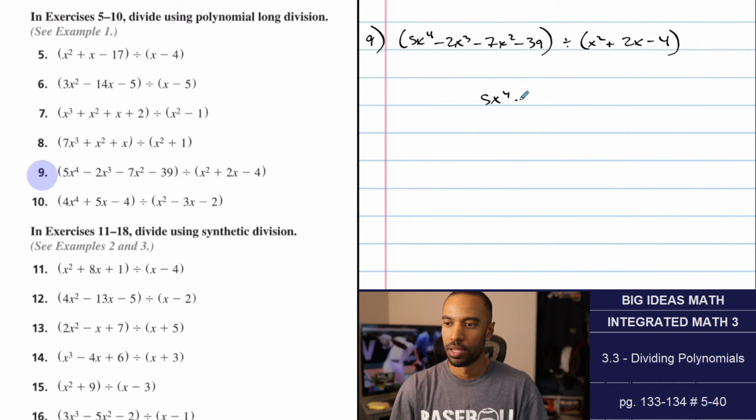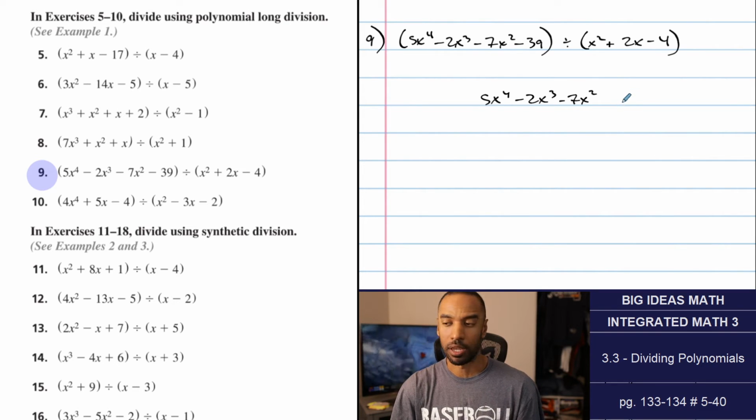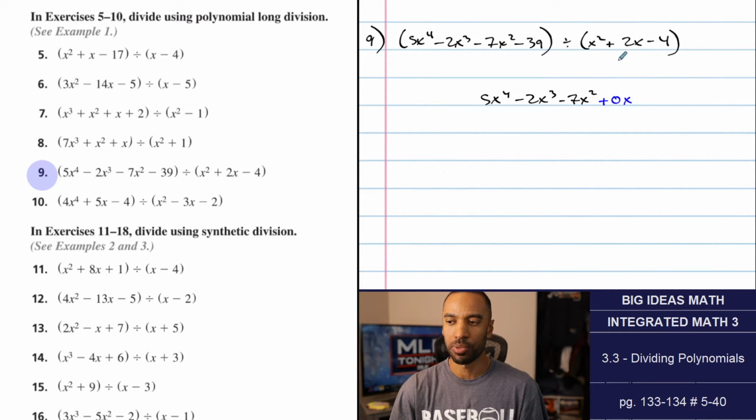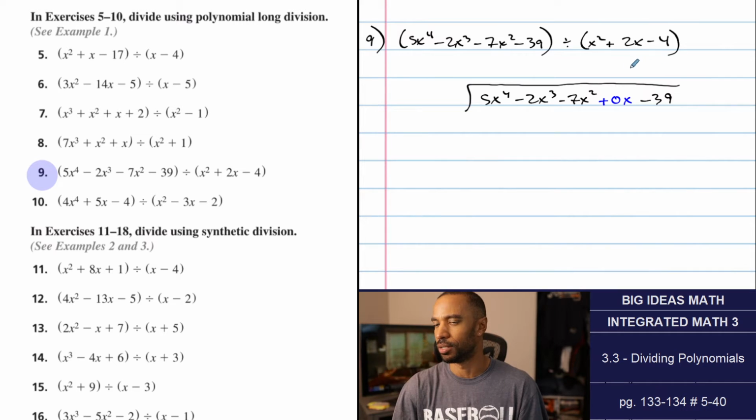5x to the 4th minus 2x cubed minus 7x squared. Now, what the book preaches, what I would also probably recommend you do, is include a placeholder here. There is no x term, so it's best you place 0x. When it comes to synthetic division, you have to do it. When it comes to long division, you probably should.